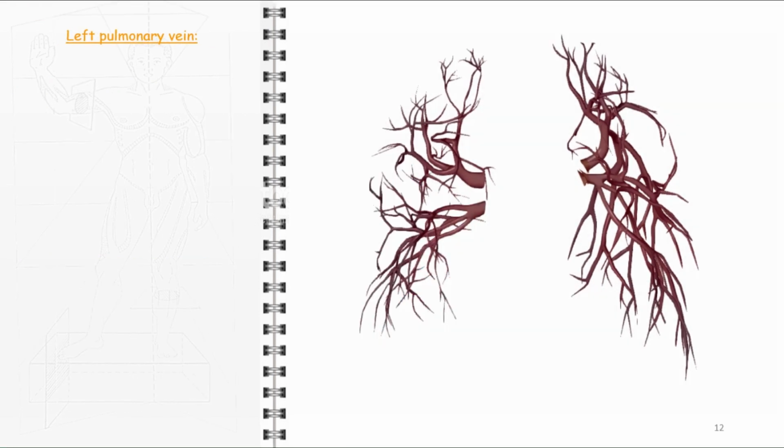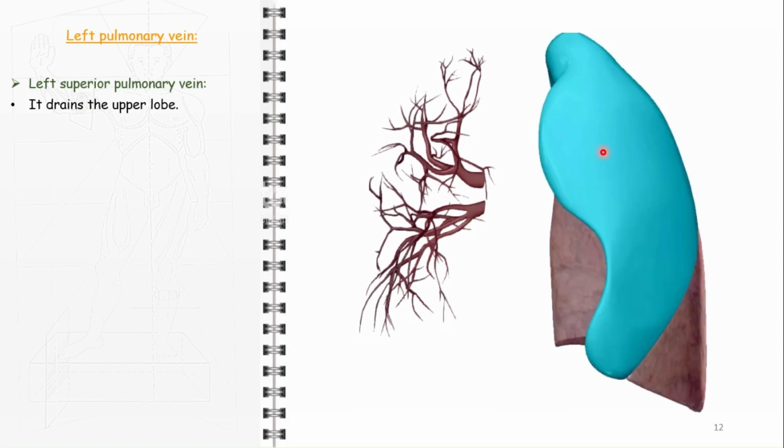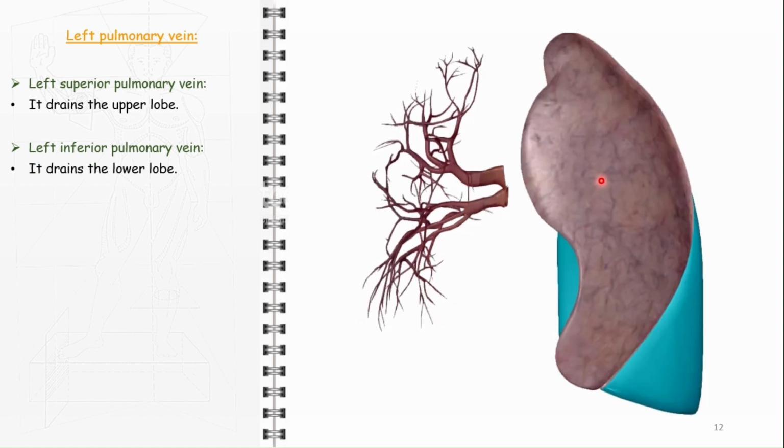There are also two left pulmonary veins, superior and inferior. The left superior pulmonary vein drains the upper lobe, and the left inferior pulmonary vein drains the lower lobe, following a pattern similar to the right inferior pulmonary vein.